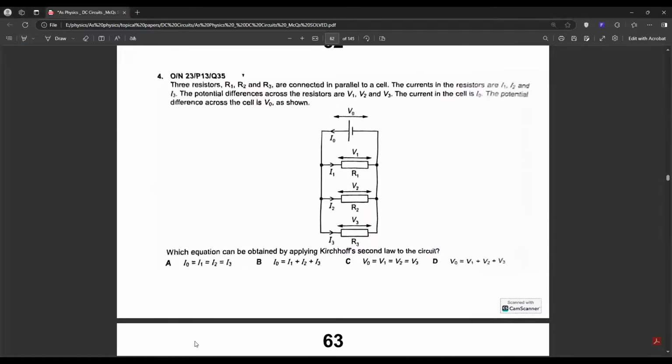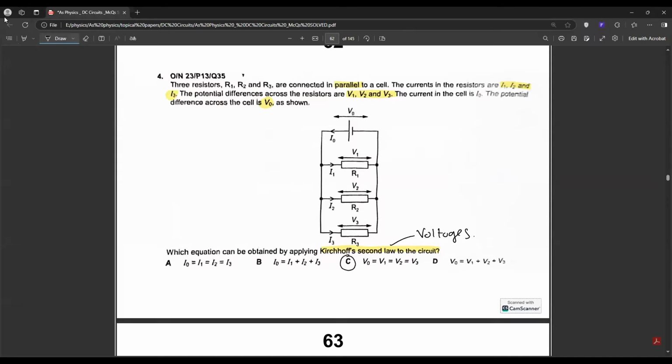Let's further move ahead. Let's see this question. Three resistors R1, R2, and R3 are connected in parallel to a cell. Perfect. The currents in the resistors are I1, I2, and I3. The potential differences across the resistors are V1, V2, and V3. The current in the cell is I naught. The potential difference across the cell is V naught. Which equation can be obtained by applying Kirchhoff's second law? Please remember that Kirchhoff's second law was for voltages.